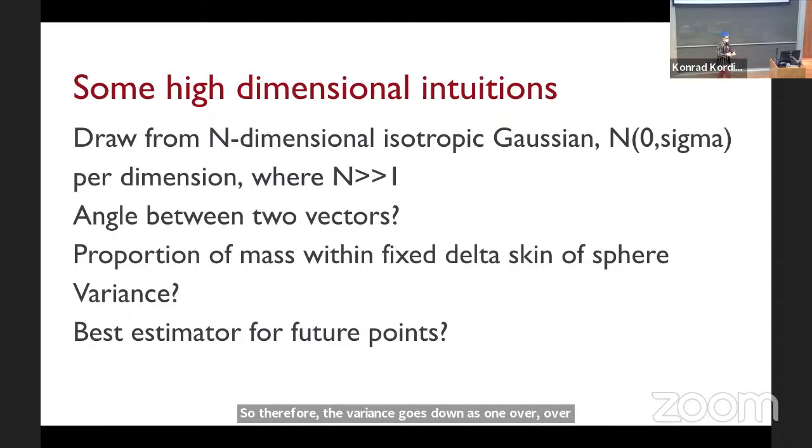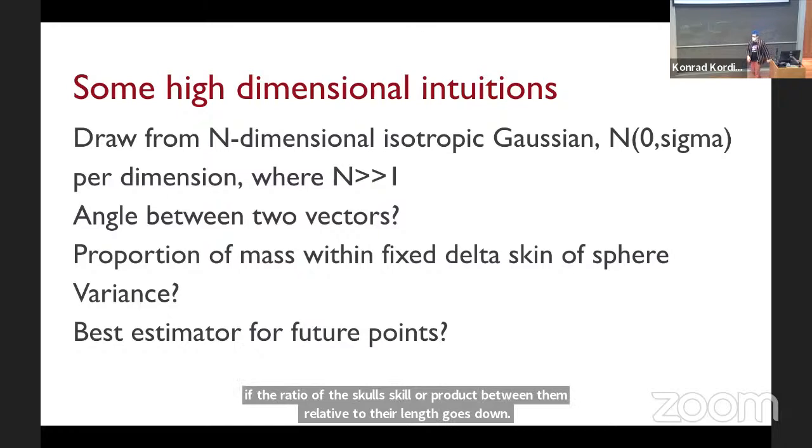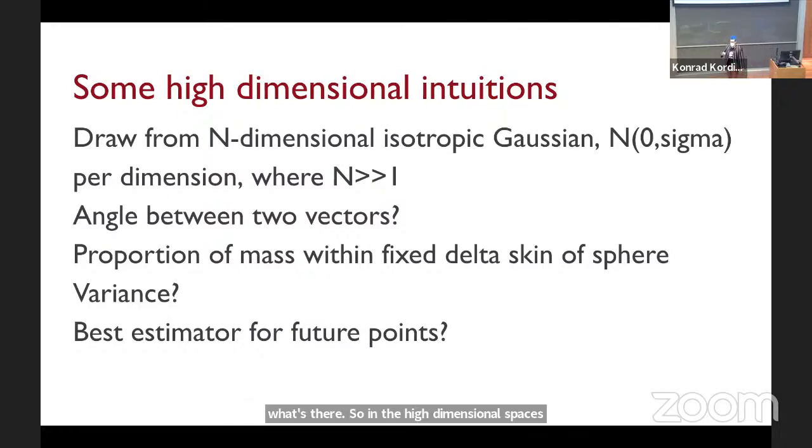Therefore, the expected value of the scalar product goes down. And the ratio of the scalar product between them relative to their lengths goes down towards 0. So in high dimensional spaces, every pair of vectors is orthogonal to one another. Now, in neural networks, why does that matter?